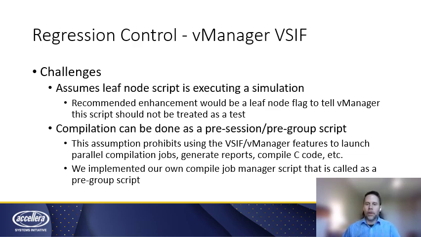We also need to wait for all the compiles to finish before elaboration occurs. So to get around this, we wrote our own job manager script for just the compile jobs, and it is in and of itself a pre-group script. What it does is manage launching the cloud jobs in parallel or serially, depending on what the prerequisites are. And then when those are done, it proceeds to do the elaboration as needed.